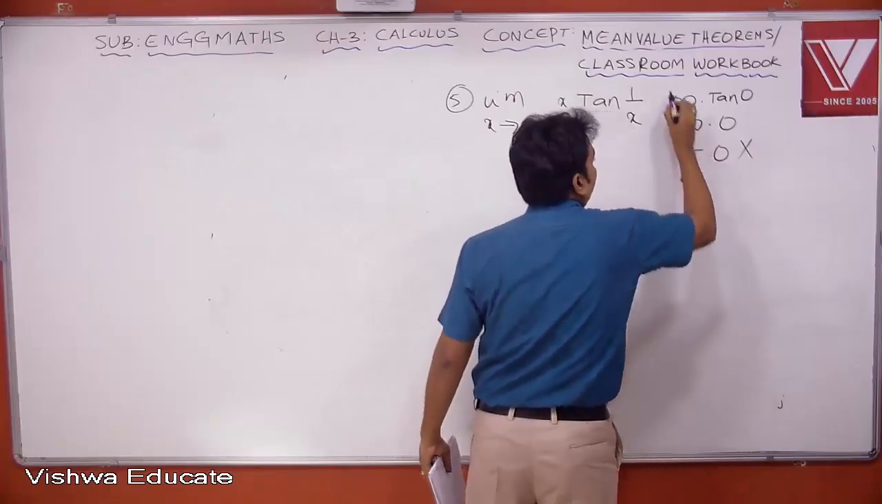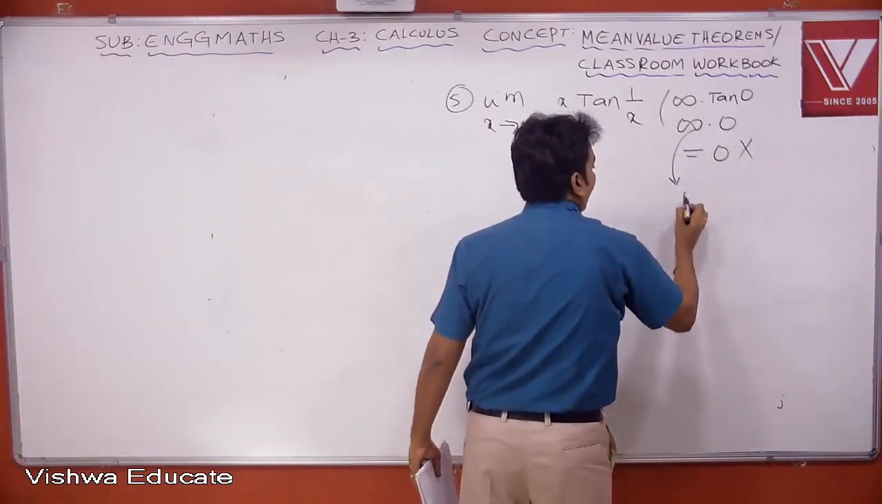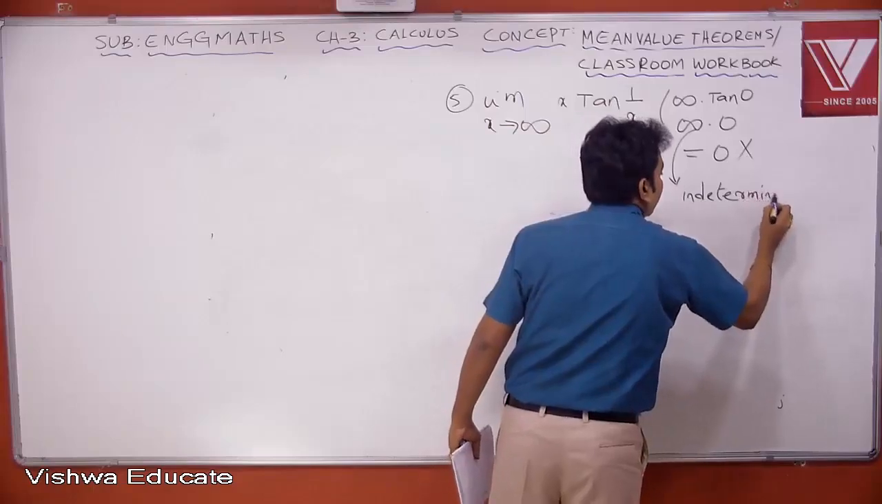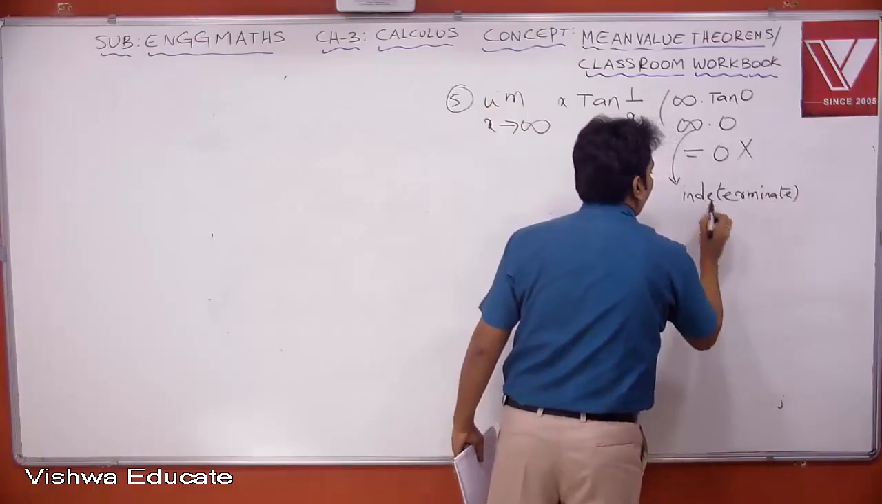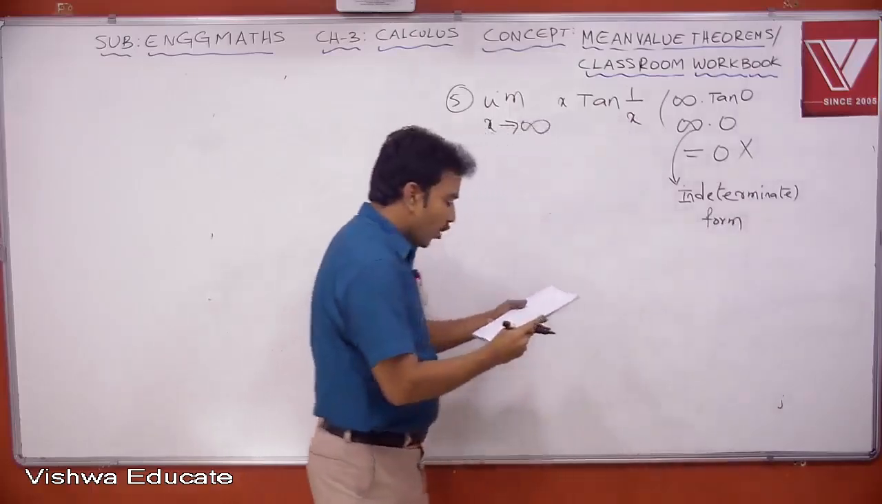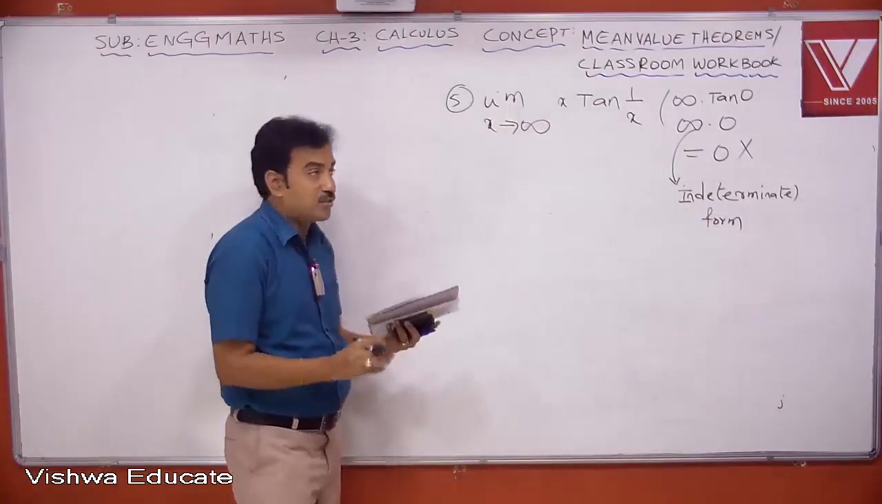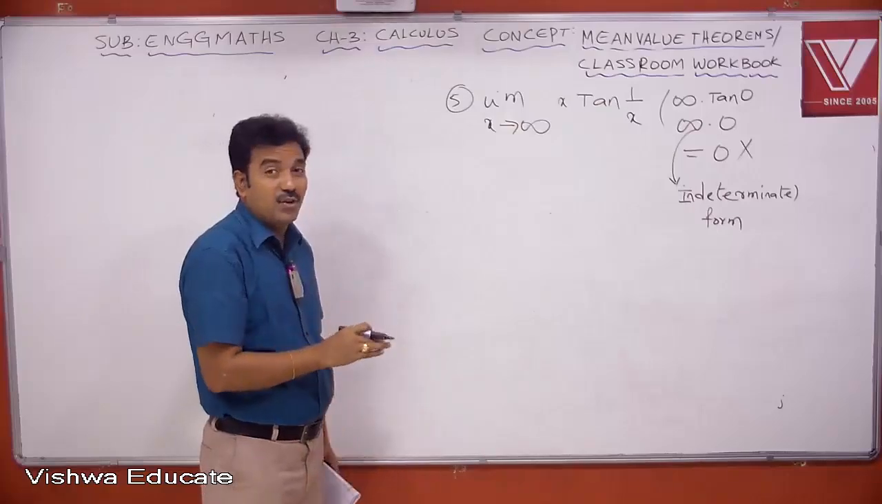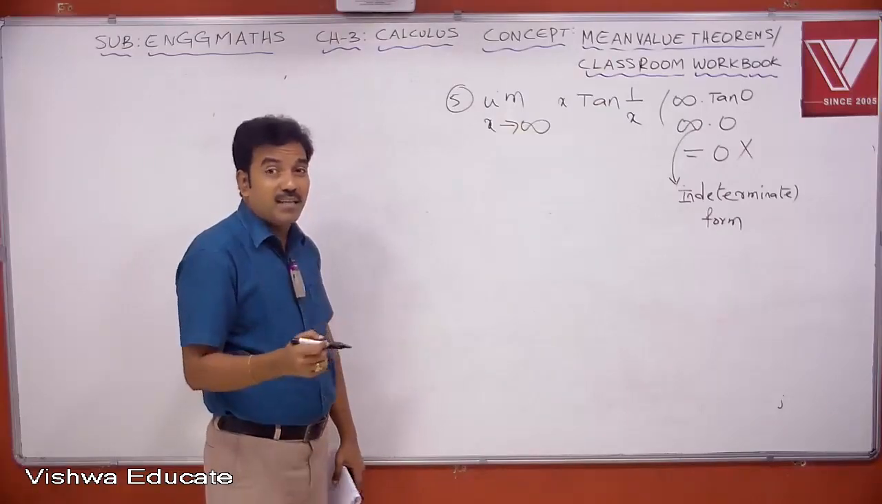This is wrong, because infinity into 0 is an indeterminate form. We cannot measure it. Unfortunately, 0 is one of the options. So don't try to attempt like this, because anything into 0 is 0, provided anything is a finite number.